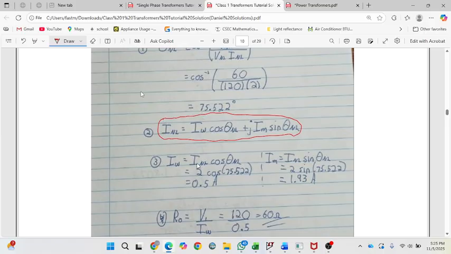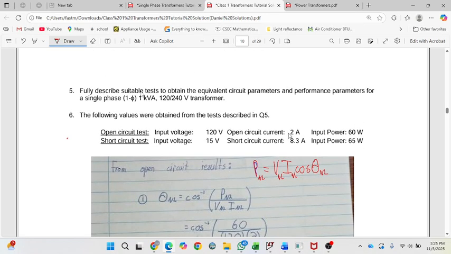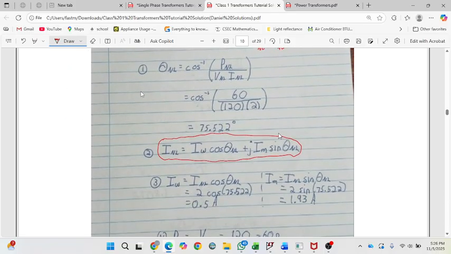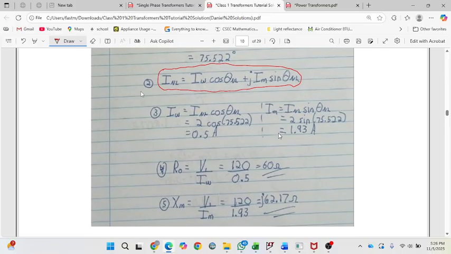The I no load, they give it to you in any question because it is your no load current, but it's a magnitude. So you have to convert it into the two forms, your IW and your IM. It's very simple. To calculate IW, it will be your I no load cos theta, using the angle you already calculated. And for the IM, it would just be the sine of the angle.